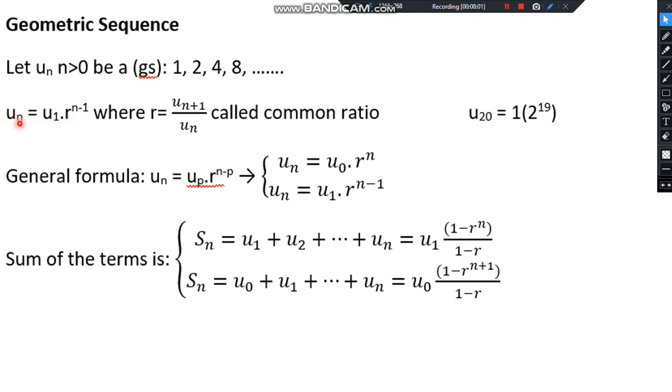And the formula is un equals u1 r power n minus 1. If you start by u0, like we did in arithmetical, un equals u0 r power n. You can see, if you put k, it will be n minus k. And the sum of the terms is the first term, 1 minus r power the number of terms. From 1 till n, I have n terms, over 1 minus r. If you have from u0 till un, the first term is u0. Here the number of terms is n plus 1, because from u1 till n is n, and you add to it u0. So 1 minus r power n plus 1 over r minus 1.